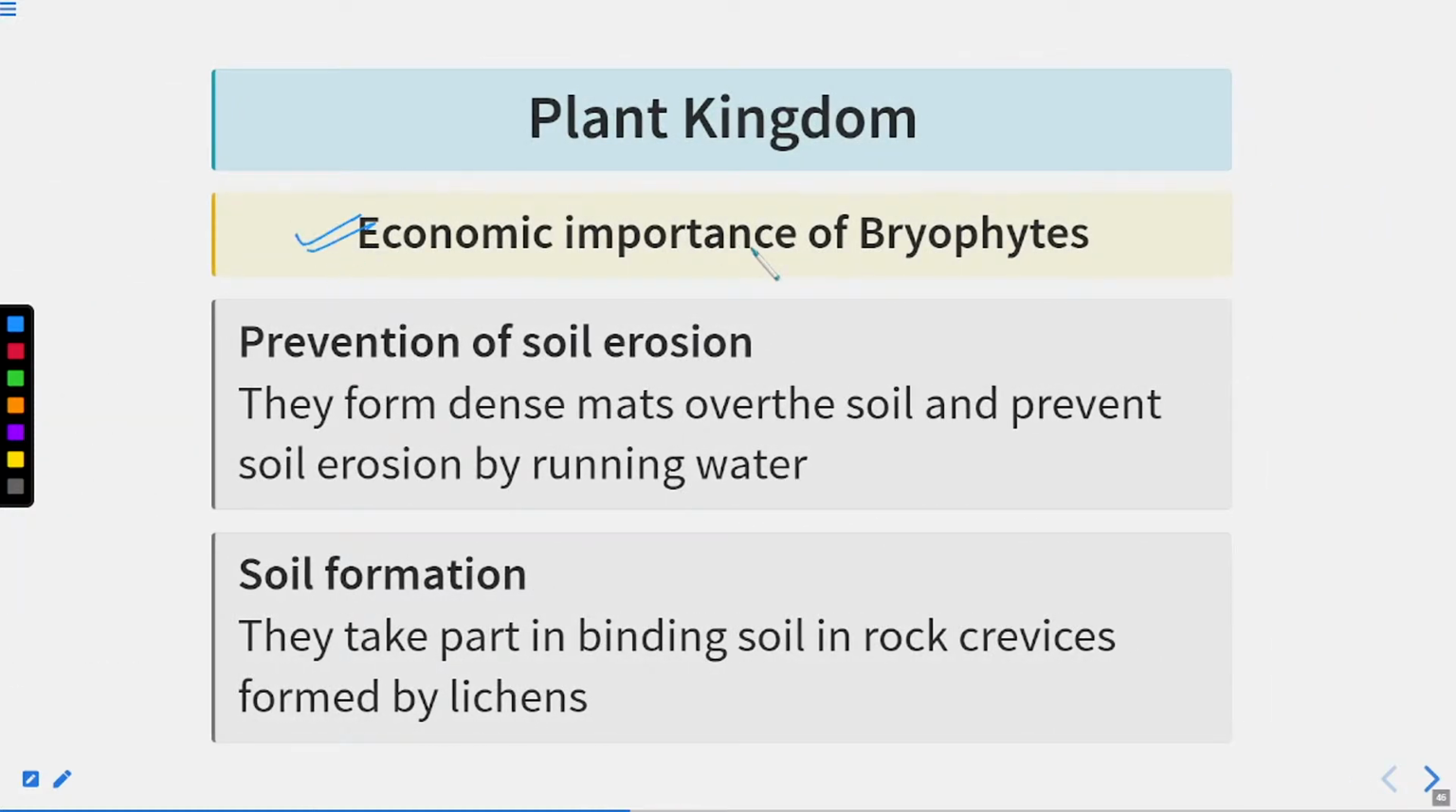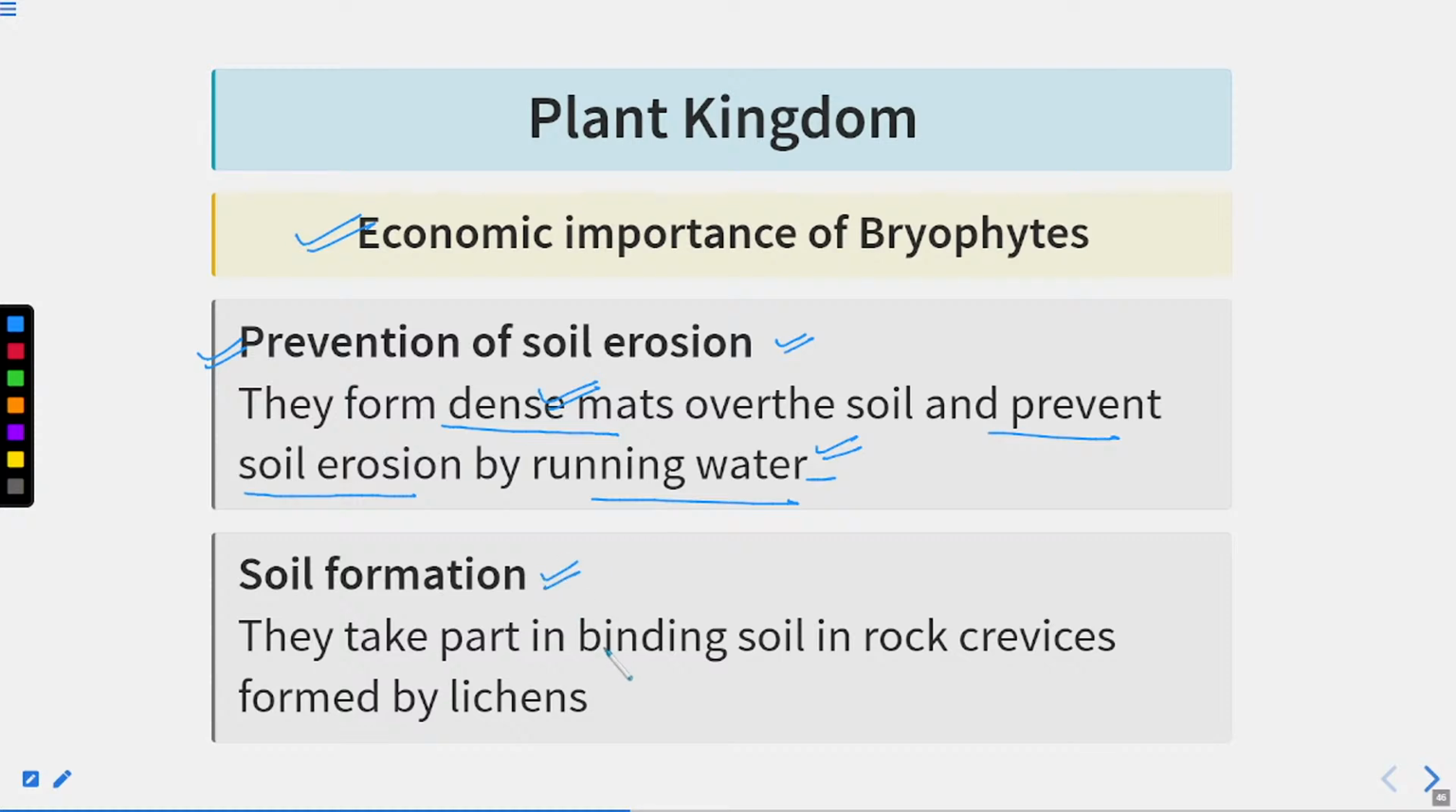Now comes the economic importance of bryophytes. So, prevention of soil erosion. They form dense mats over the soil and prevent erosion by running water. The plants are so compact that they form a dense mat-like structure, and they do not allow the upper surface of the soil to get eroded by the running water, right? So they are preventing soil erosion.